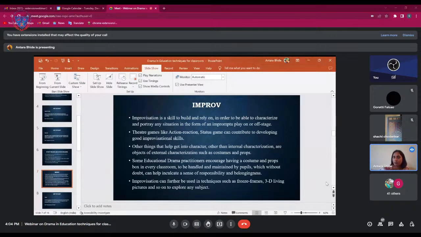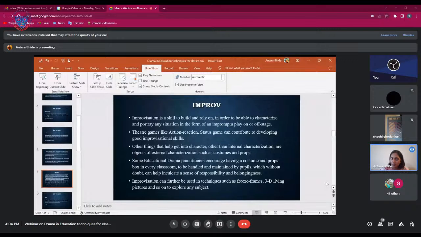Freeze frames are basically, you make groups of 5 or 6 students and you give them 3 random nouns, or 3 things, any 3 words, and you ask them to make freeze frames out of them. In freeze frames, they'll represent these three words that you've given them using just their bodies. And then you can make them live. You can tell them to make the frames first, and then ask them to make them live so that they can act the whole thing out.